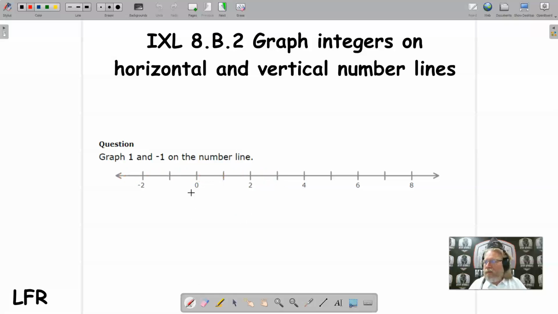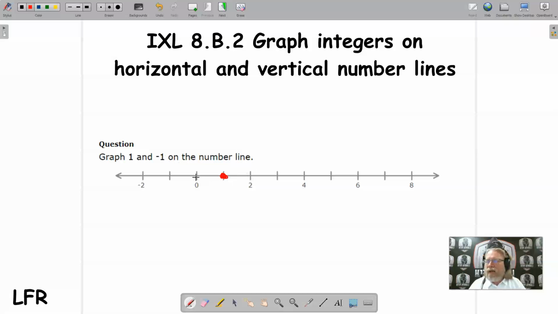So I'll go ahead and grab my pen here. In IXL, you'll just click and it'll put the dot on the line for you. So I'm looking for 1. Well, if this is 0 and this is 2, then halfway between 0 and 2 is 1. So positive 1 is right there.